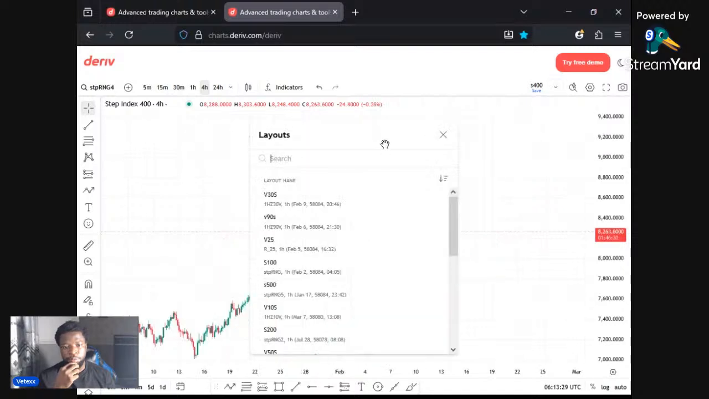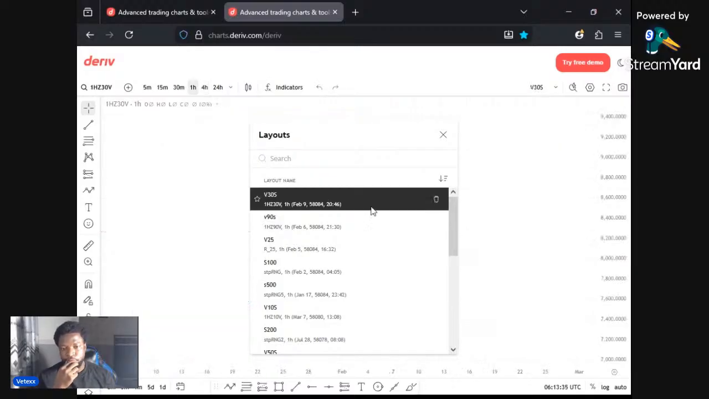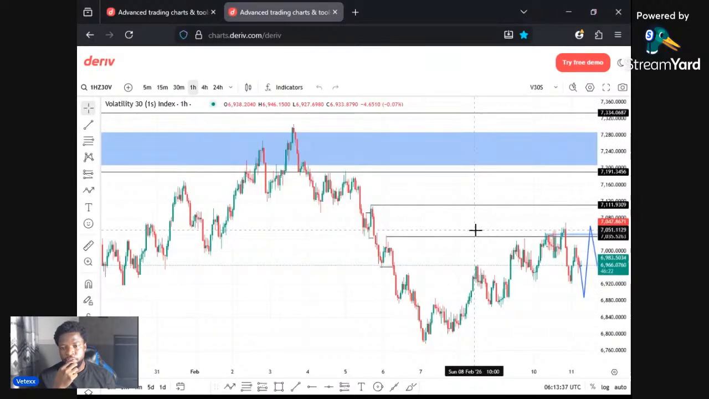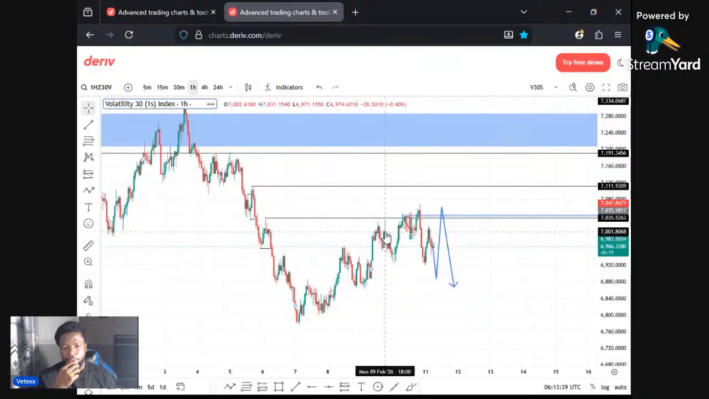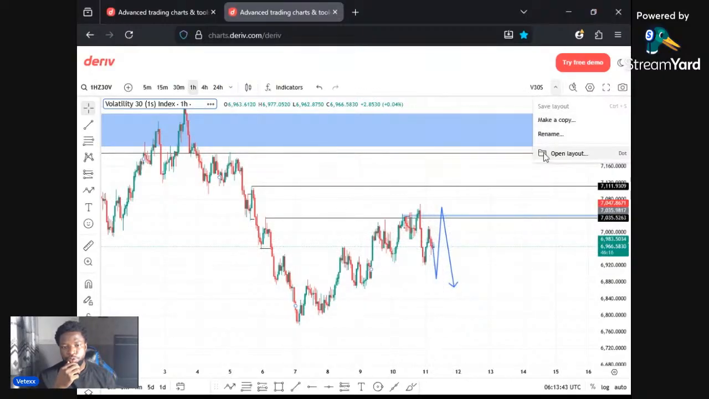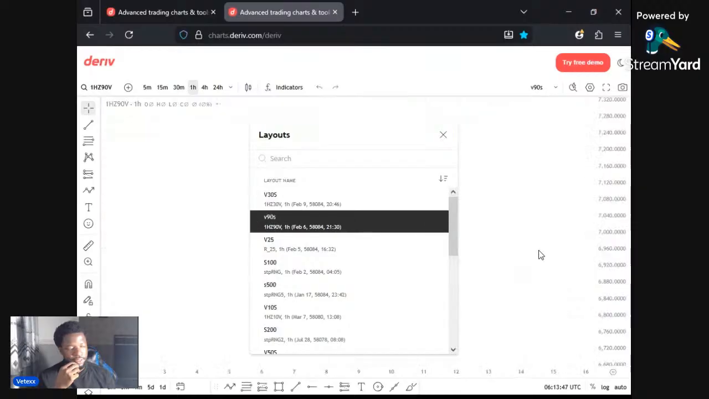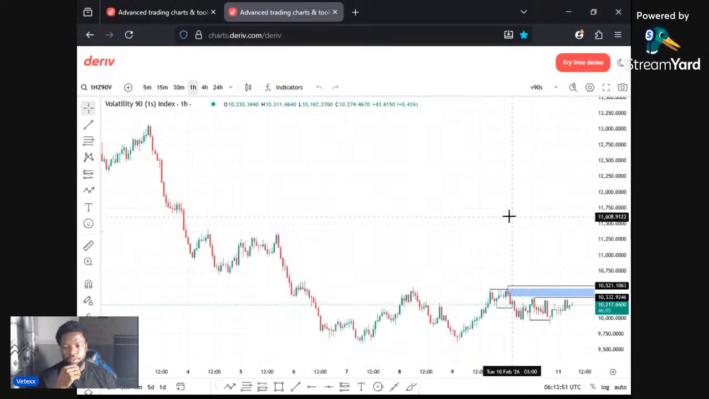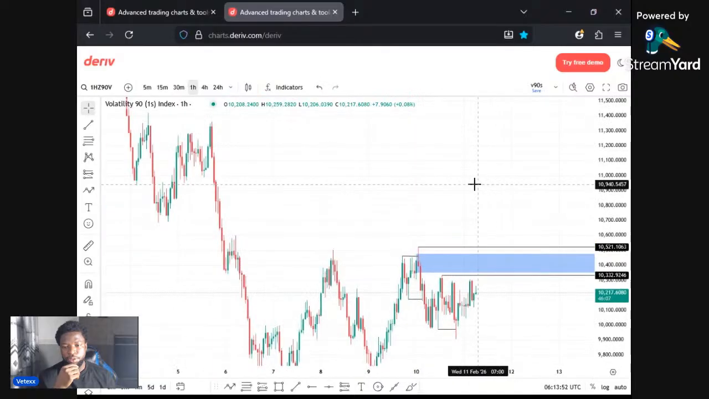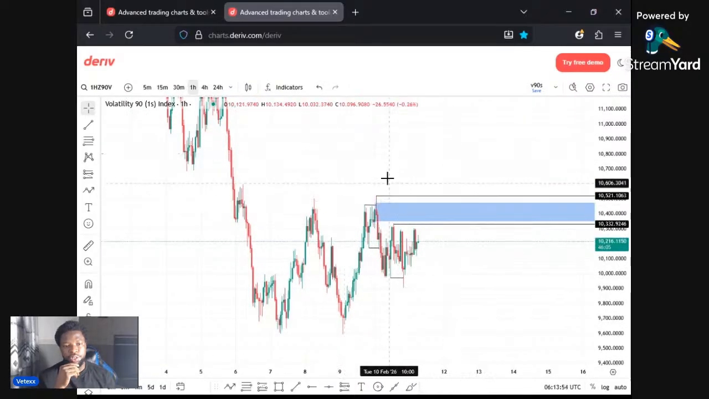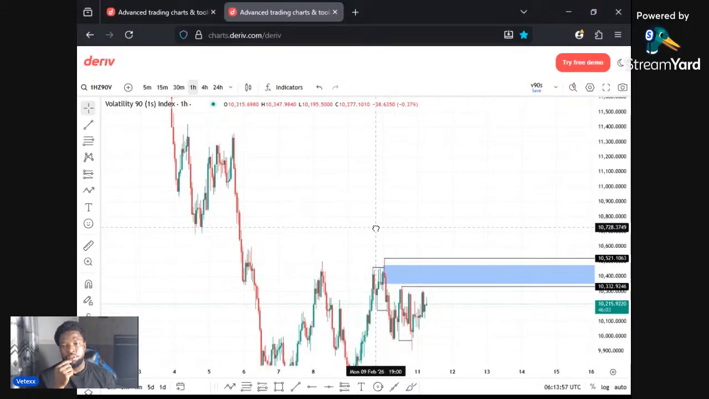So the pair we are looking at currently, number one is V31S. You're anticipating this move on V31S. Number two is V91S. So you'll be on the lookout for V91S. So this is it, the 1 hour time frame. You're anticipating this on V91S.